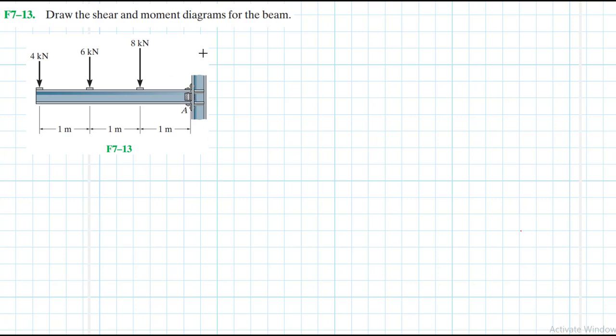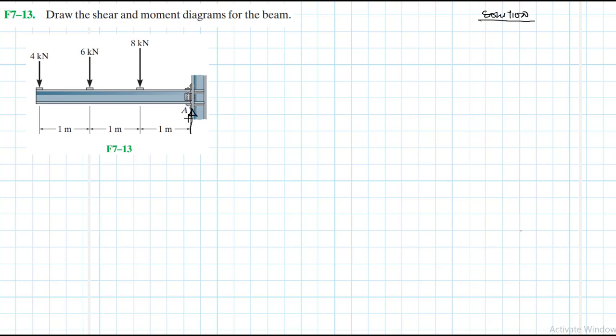The problem reads, draw the shear and moment diagrams for the beam. This problem is coming from the Engineering Mechanics Statics textbook, 13th edition by R.C. Hibbeler. So we have a cantilever with three concentrated loads, 1 meter apart. So let's draw the free body diagram.